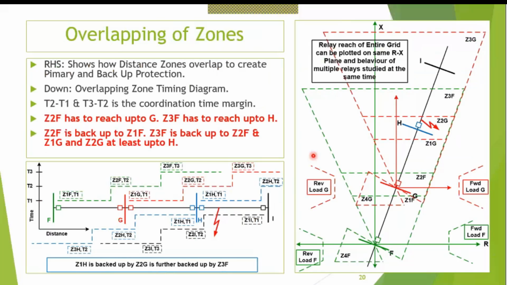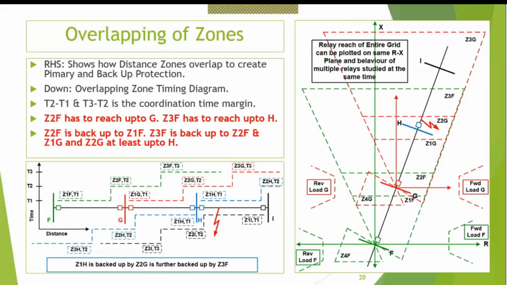Now, overlapping of zone, the concept is, I just have a diagram over here. See, if a fault occurs over here, it is in zone 1 of this relay, it is in zone 2 of relay at G, and in zone 3 of S. That is again shown over here.